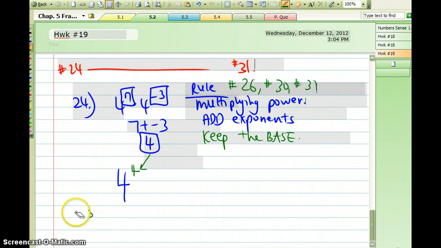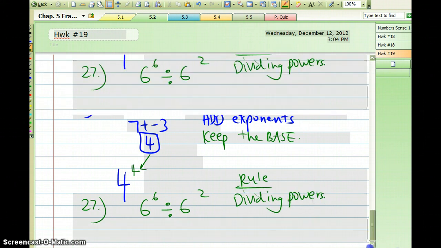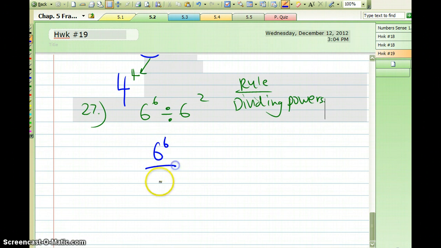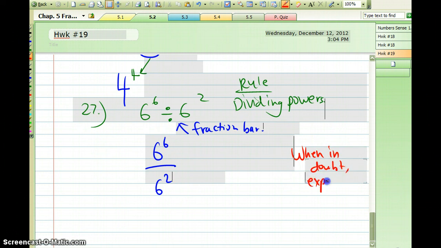When we get to 27, here's where I'm dividing my powers. So 27, 6 to the 6th divided by 6 squared. I'm dividing powers. Okay, so this is another rule. When I divide powers, typically the problem looks more like this with a fraction bar. If I use a fraction bar, that might help us remember that when I divide powers, even if I forget all the rules, when in doubt, we expand out.